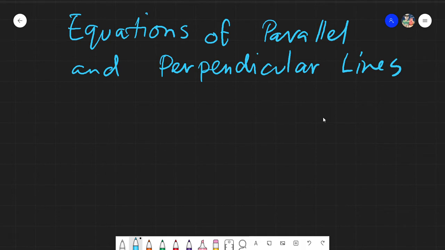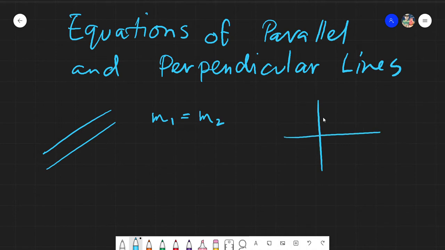Good day again everyone. Today we will be discussing equations of parallel and perpendicular lines. Before we proceed with our discussion, I will just remind you about the slopes of our parallel lines. They must be equal. As for perpendicular lines, the slopes are negative reciprocals. They must always be negative reciprocals.